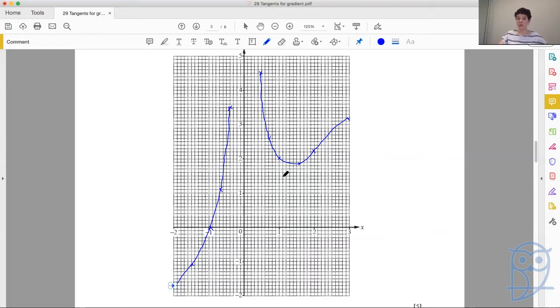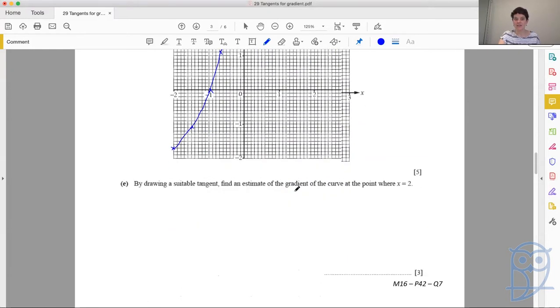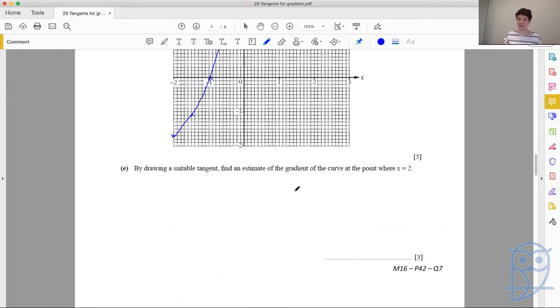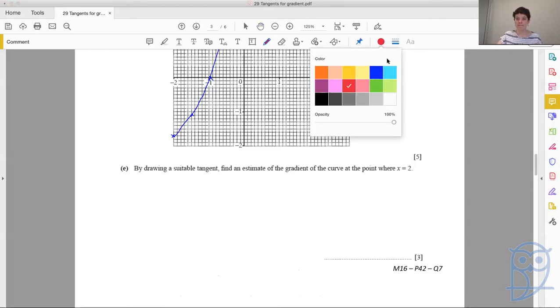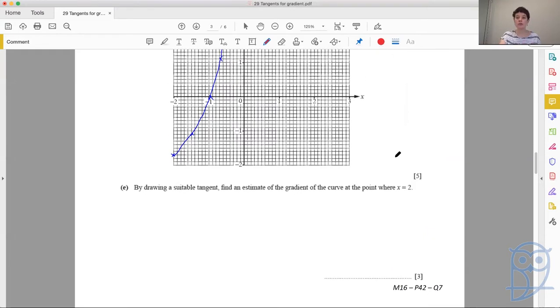Okay, so we have our curve, and we're skipping a few parts of this question. Actually, we're going to have to draw that better because now I can see where I must draw my tangent. So we need a smooth curve from point to point. And if we go down, by drawing a suitable tangent, of course, find an estimate of the gradient of the curve at the point where x equals 2. So let's change color again so everything is nice and clear. At the point where x equals 2.